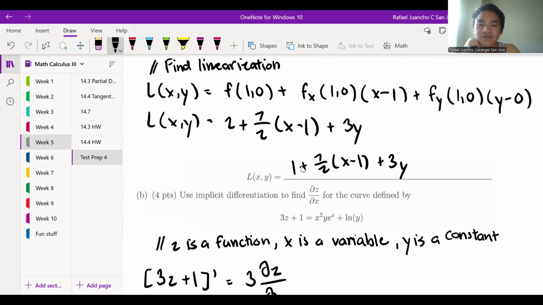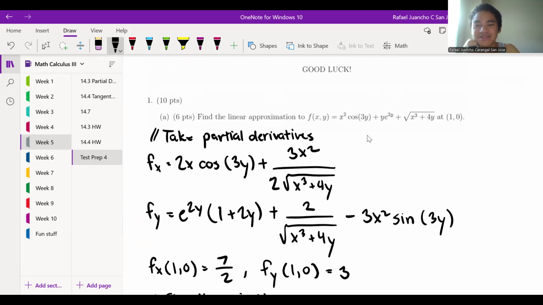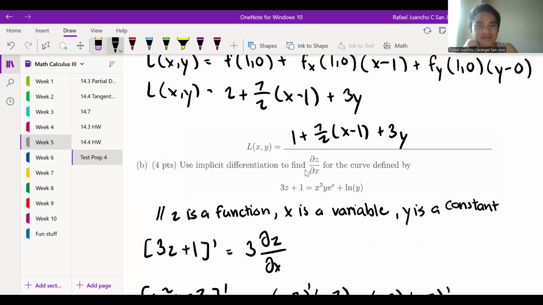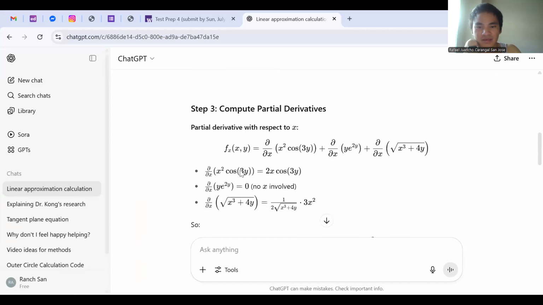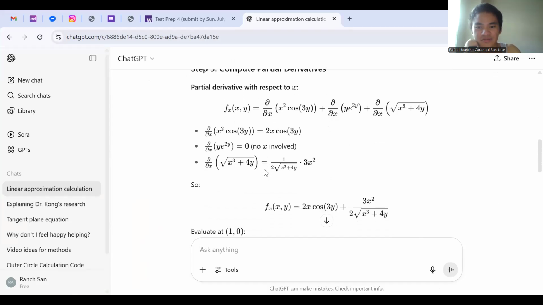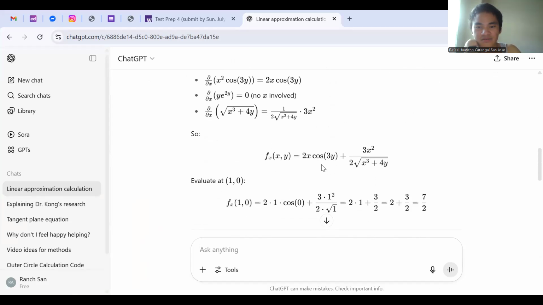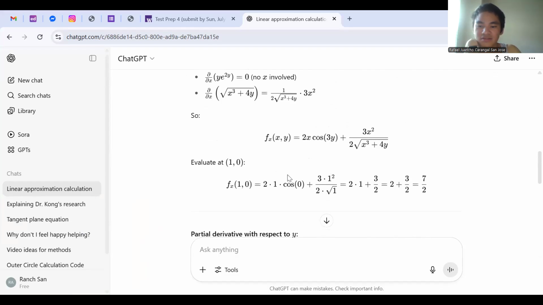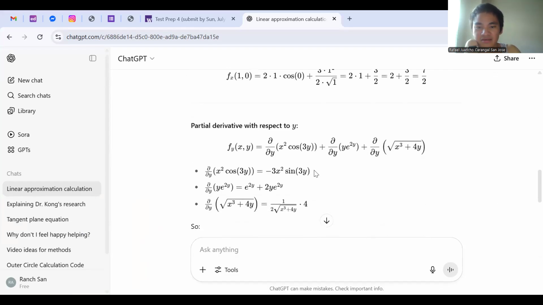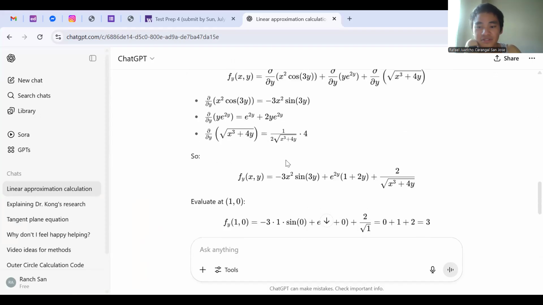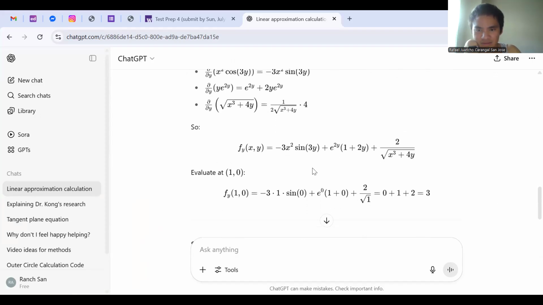Oh, I think I know why. I didn't see this cube. I think that's why. So this one's supposed to be 2. Okay, and let me go back. So that's supposed to be 2. My partial derivatives, f sub x, that's correct. 7 halves, right? We did get that. With respect to y, we also did get that. That's good.